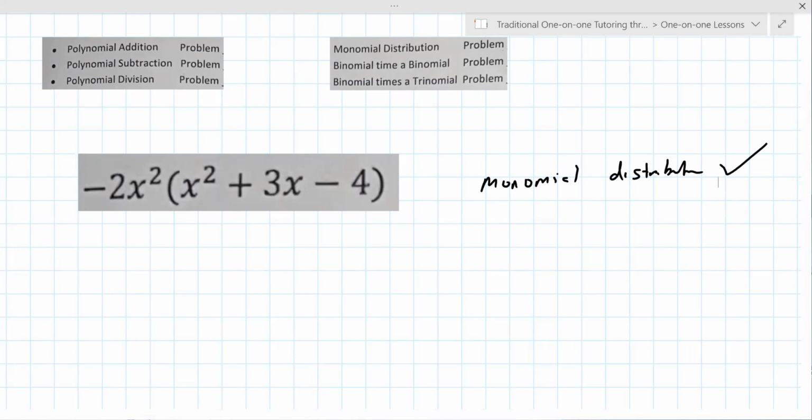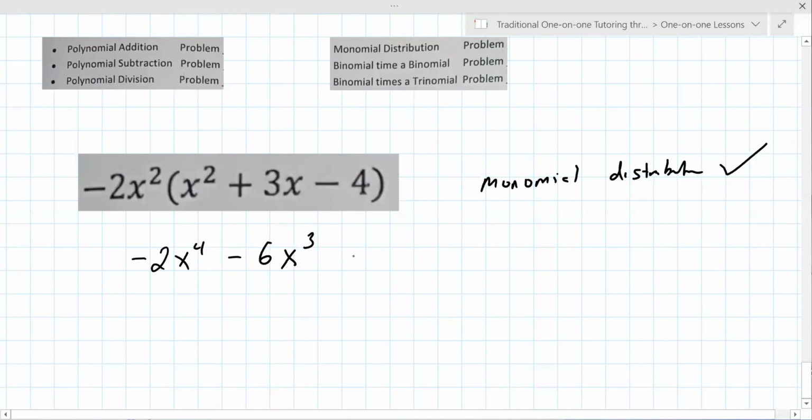All right. So there's the minus symbol, obviously. And also since it's multiplication, the x's will change with it. So it'd become negative 2x to the fourth power minus 6x to the third power minus, I mean, plus, because there's two negatives, plus 8x squared. Very good.